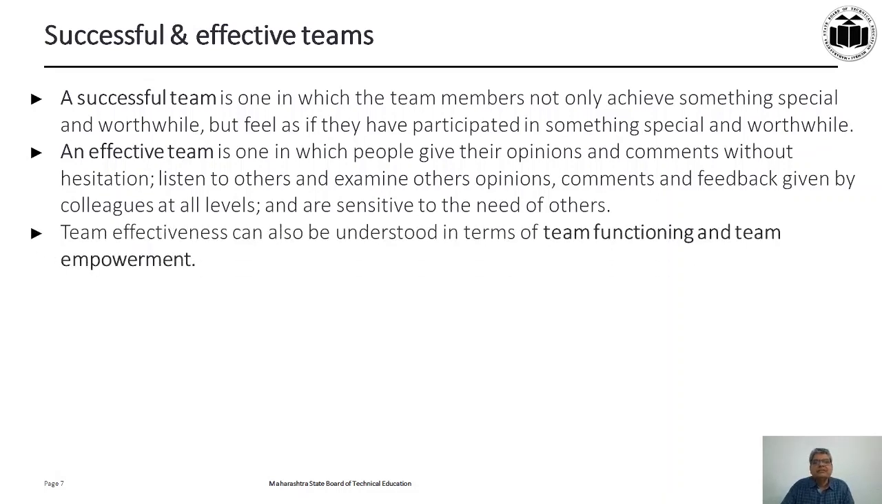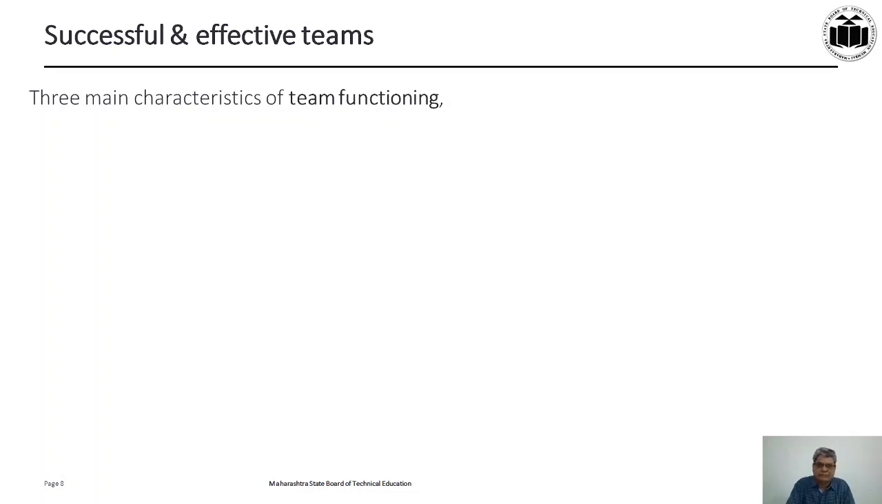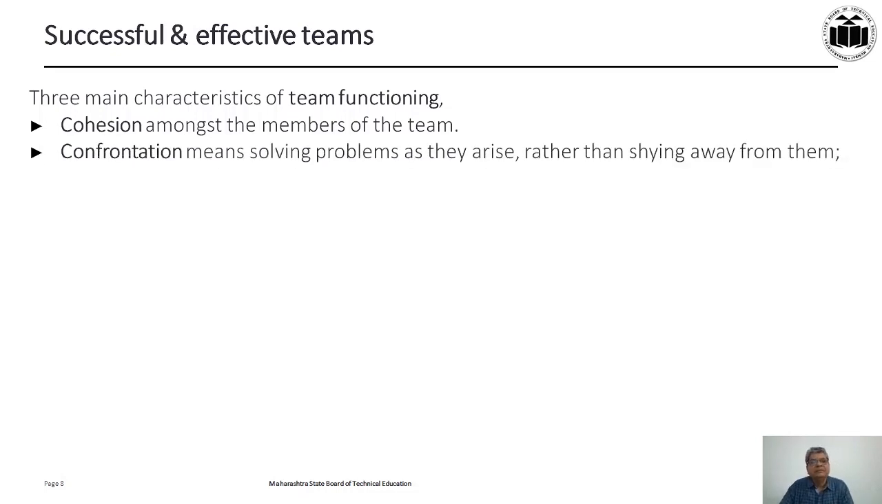Team effectiveness can also be understood in terms of team functioning and team empowerment. So there are two factors, team functioning and team empowerment. We'll see one by one. So, three main characteristics of team functioning. They are cohesion among the members of the team. We have discussed a lot about cohesion when we discussed group dynamics. So there has to be closeness and cohesion among the members of the team.